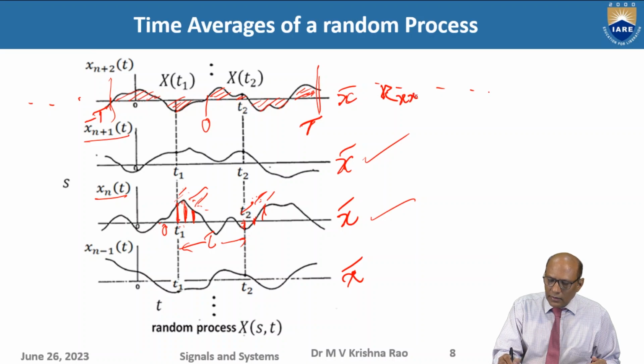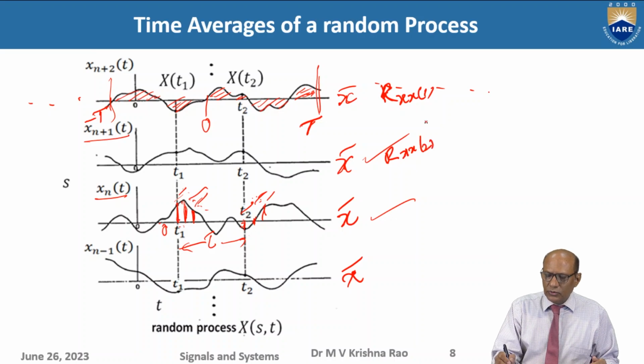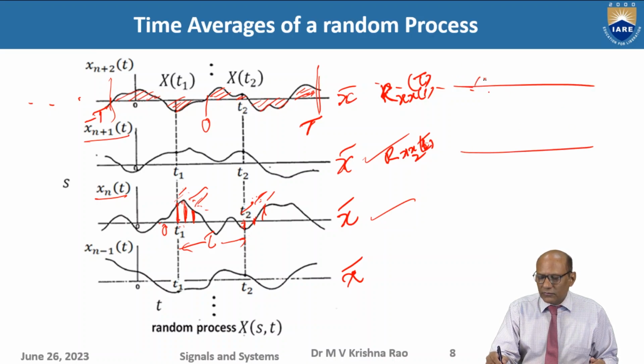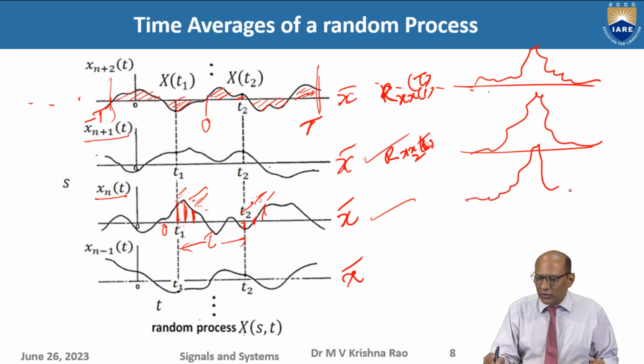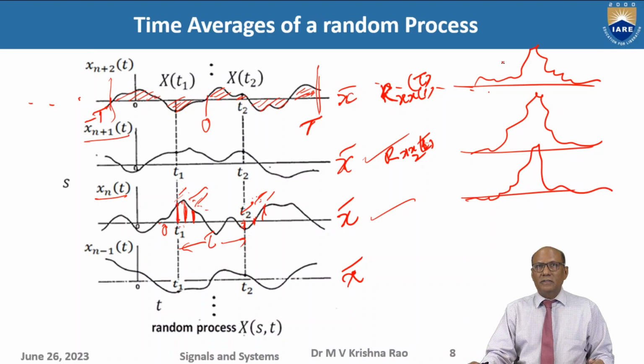So here I will get R_XX1, the first waveform, and R_XX2. Actually, this is a function of tau. I am putting 2 to mean the second waveform. Like that, several autocorrelation functions. Let us say these autocorrelation functions are like this, something like this. Individual autocorrelation functions are like this. Now you have to take the average of all these.